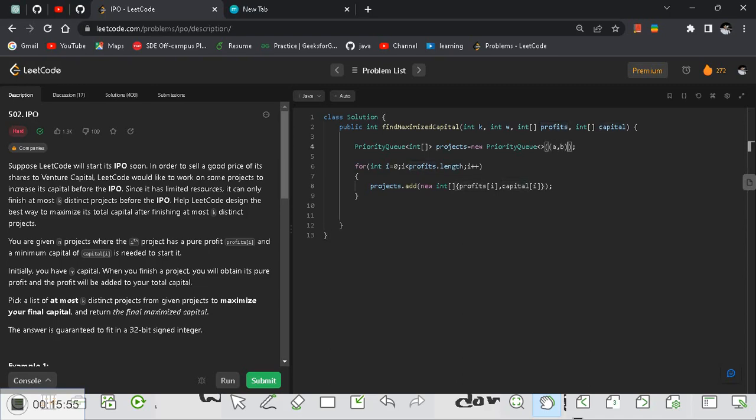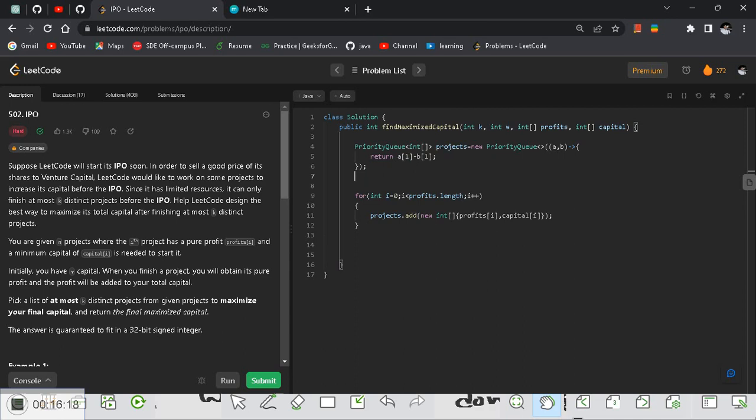If I have a comma b, two integer arrays, which is basically representing the project, so I am going to return profit of a minus profit of b. So it will store in the ascending order, and I will have one more priority queue which will store integers, and I will call it max profit. Each time I will get the max profit project from this.